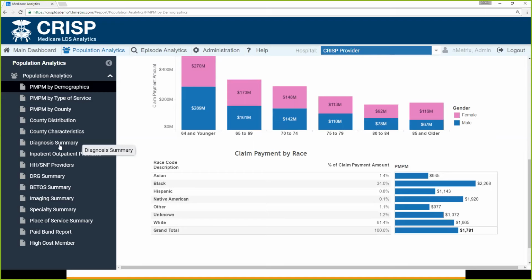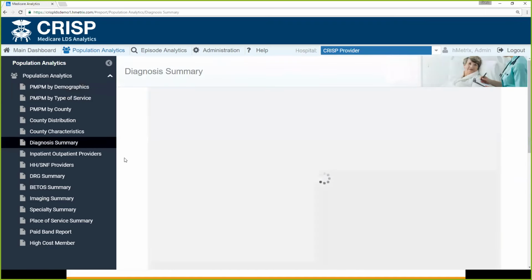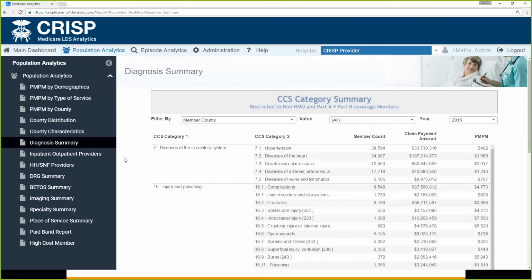But I'm going to jump to diagnosis summary. So this is getting at if you want to understand the types of issues or types of diseases that your patients have within that population and the distribution of that as well as the payments that are attributed to those patients. So in this case, we're looking at the CCS, which is just a group of ICD-10s. You can think of it that way.